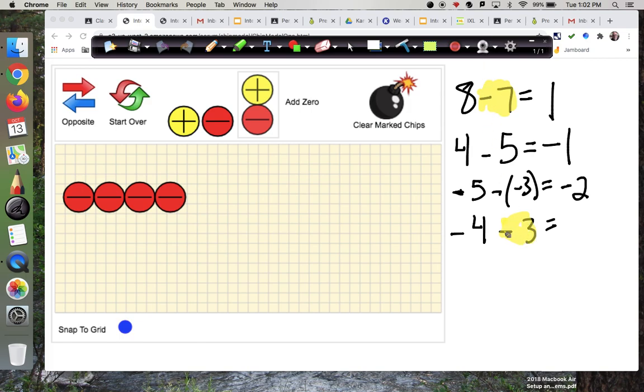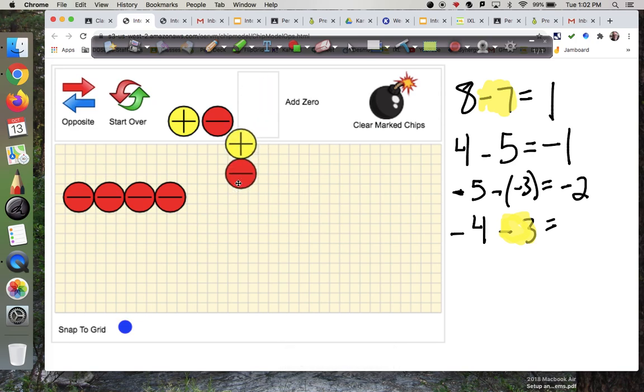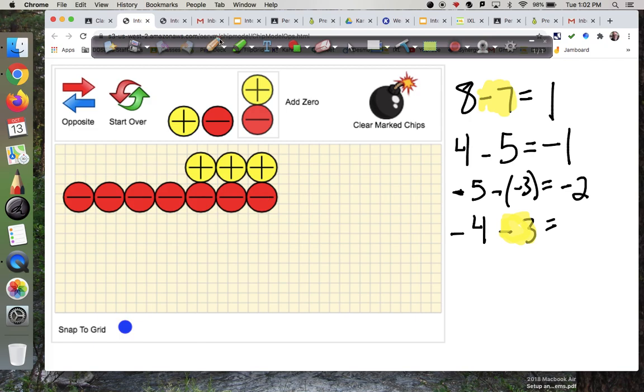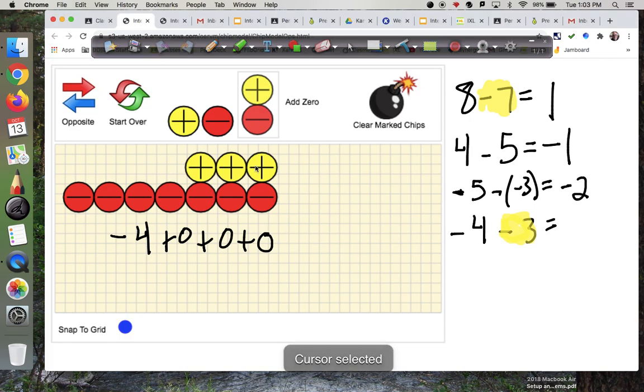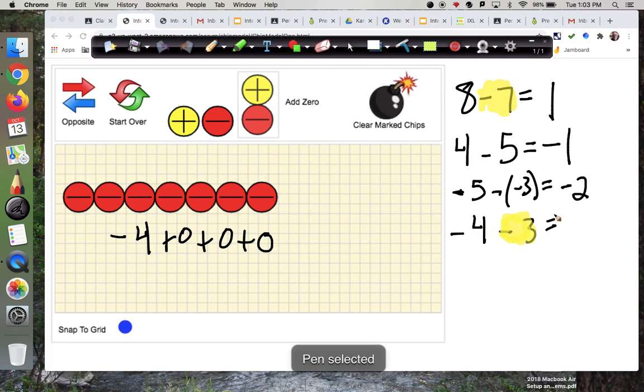I'm taking away 3 positives, and I don't have any positives. So I'm going to take 3 zero pairs. 1, 2, 3. So this has a total value right now of negative 4. It's negative 4 plus 0 plus 0 plus 0. Still negative 4. And now I can take away 3 positives. 1, 2, 3. And so what remains is negative 7.